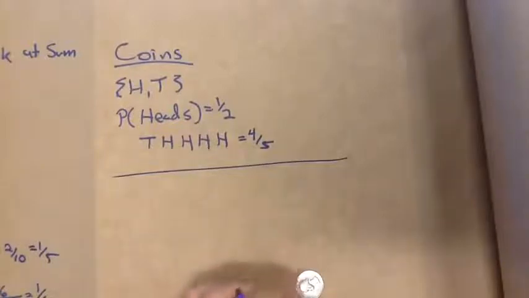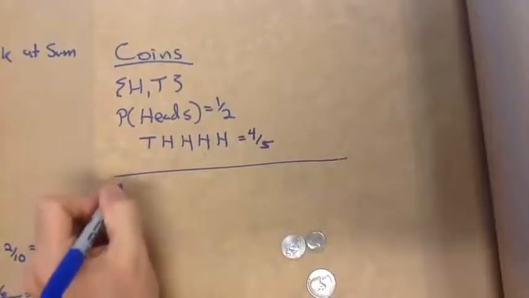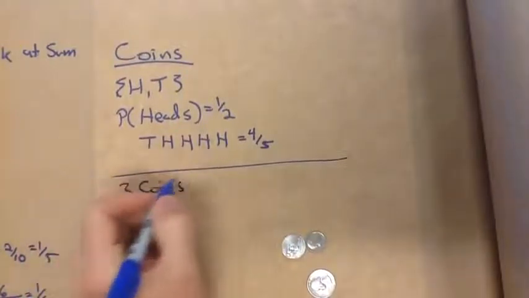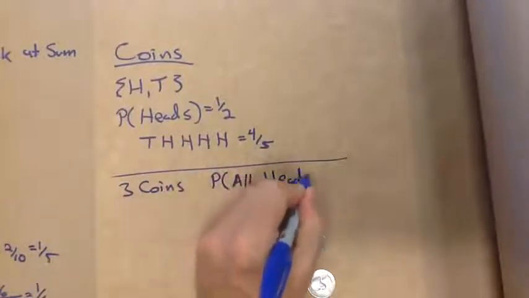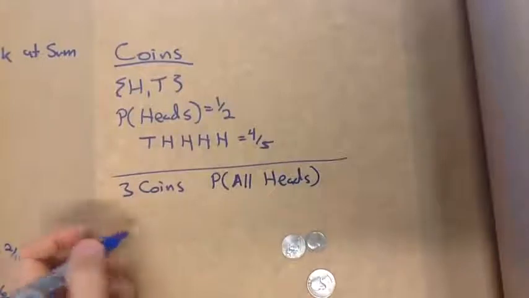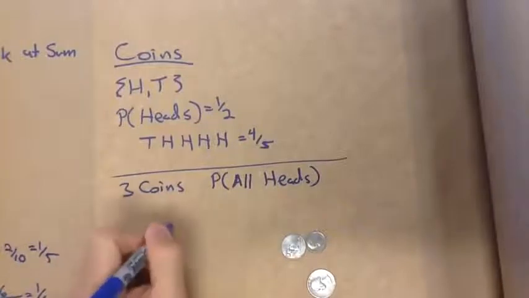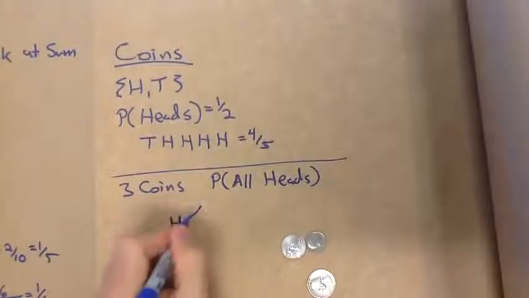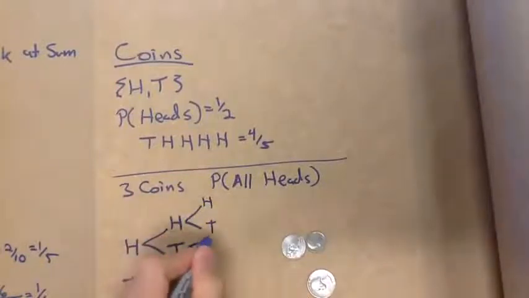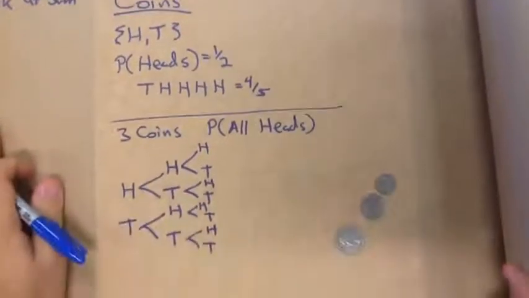Let's look if I flipped multiple coins. So let's say I had 3 coins, and I wanted to look at the probability that all 3 are heads. So let's draw out how that occurs. So I have a first coin, and I can either get heads or tails. And from the second coin, I get heads or tails. And then the third coin. So I could actually write out all of the options that I have.